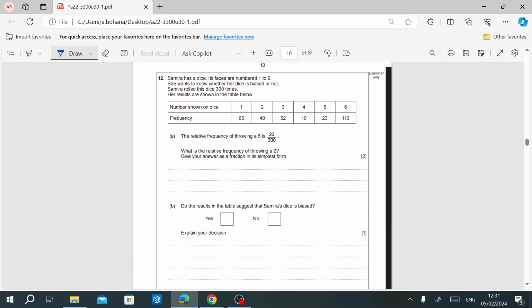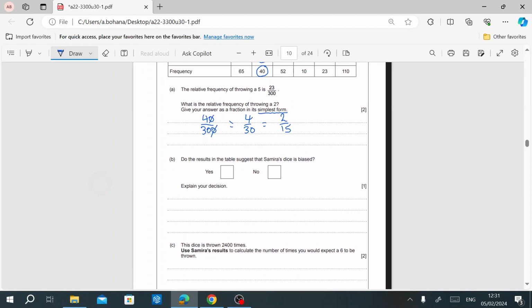Question 12, relative frequency. The relative frequency of throwing a 5 is 23 out of 300. What's the relative frequency of throwing a 2? So there's the number 2. It was thrown 40 times. So it's 40 out of 300. There's 1 zero, just only one you can cancel off, top and bottom. So you've got 4 over 30, which cancels down to 2 over 15, because they want it in its simplest form. 2 can go into 4 twice and into 30 15 times.